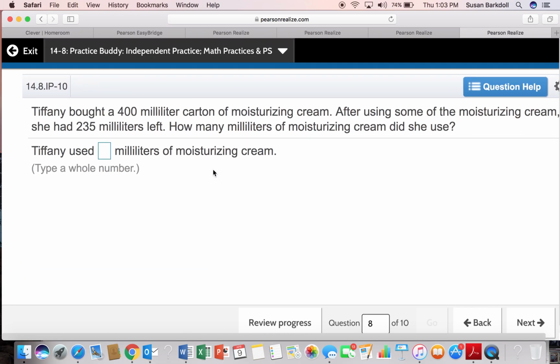Tiffany bought a 400 milliliter carton of moisturizing cream. After using some of it, she had 235 left. So I'm going to say 400, take away 235. We have to regroup across 0 to leave 165 milliliters. Let me check the math.